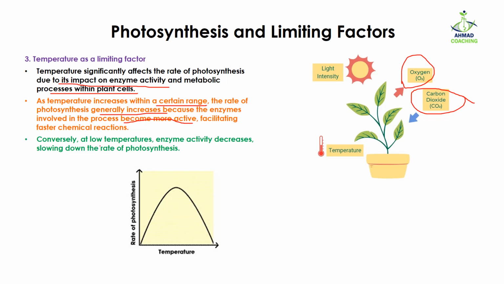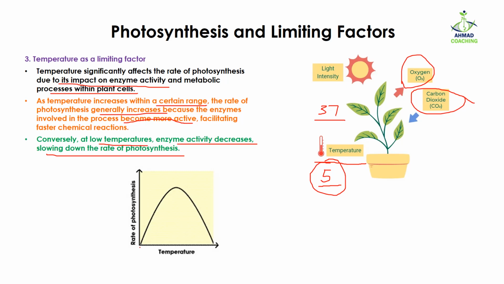At a very low temperature, for example during cold weather, the enzyme activity will decrease, and this decrease in enzyme activity is going to slow down the rate of photosynthesis, because at this time temperature is a limiting factor. For example, the plants require 37 degrees Celsius to perform photosynthesis, but now the temperature is 5. It means the level of temperature required by the plants is not there. It is limited. Although we require 37, there are only 5. So that's why temperature is acting as a limiting factor here.